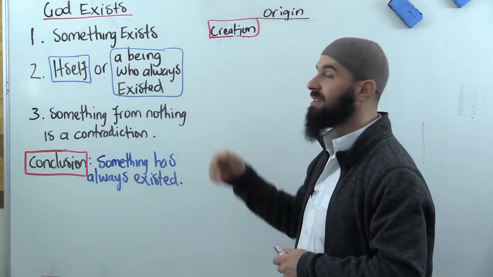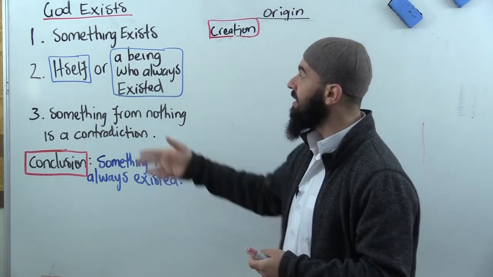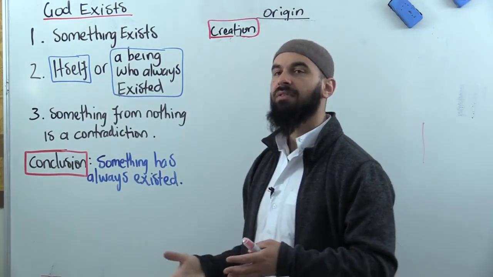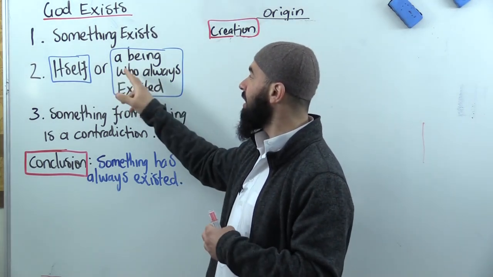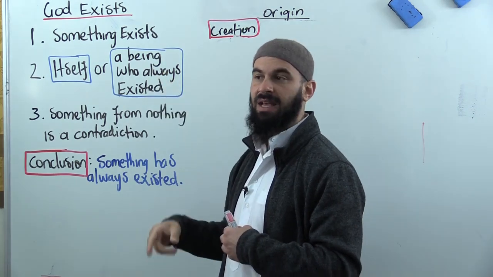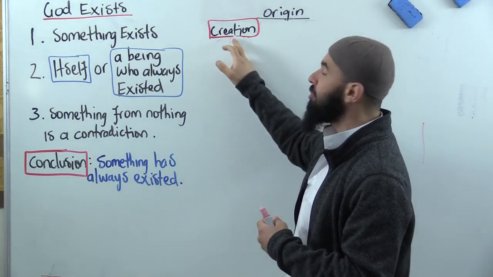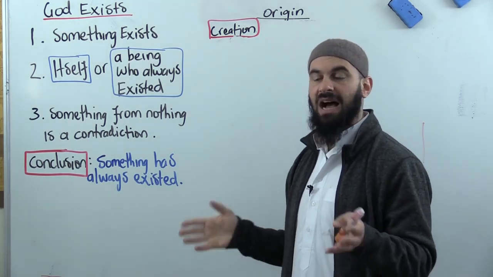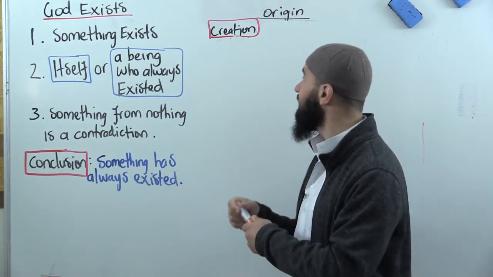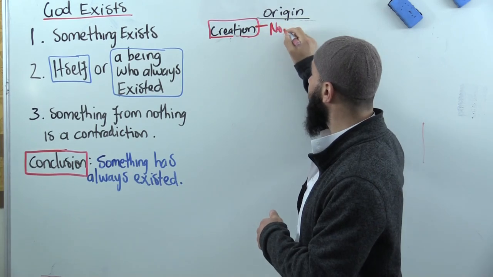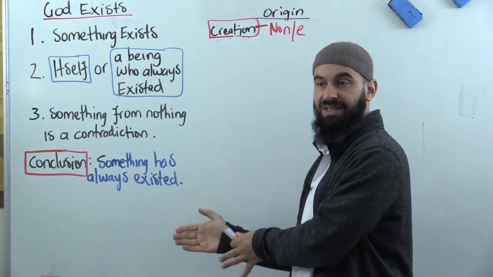The second premise is, well, that thing that exists, it now exists either as a result of itself, it created itself, you had creation create itself, or it was created by a being who always existed. Now let's look at that. The creation at one point did not exist, after which it came into existence. So at one point they didn't exist, then they came to exist. So the origin of creation is in fact non-existence.